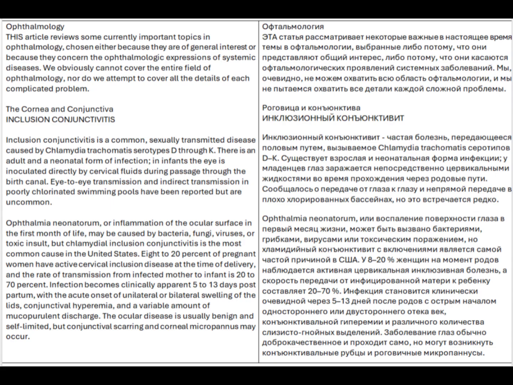Infection becomes clinically apparent 5 to 13 days postpartum, with the acute onset of unilateral or bilateral swelling of the lids, conjunctival hyperemia, and a variable amount of mucopurulent discharge. The ocular disease is usually benign and self-limited, but conjunctival scarring and corneal micropannus may occur.